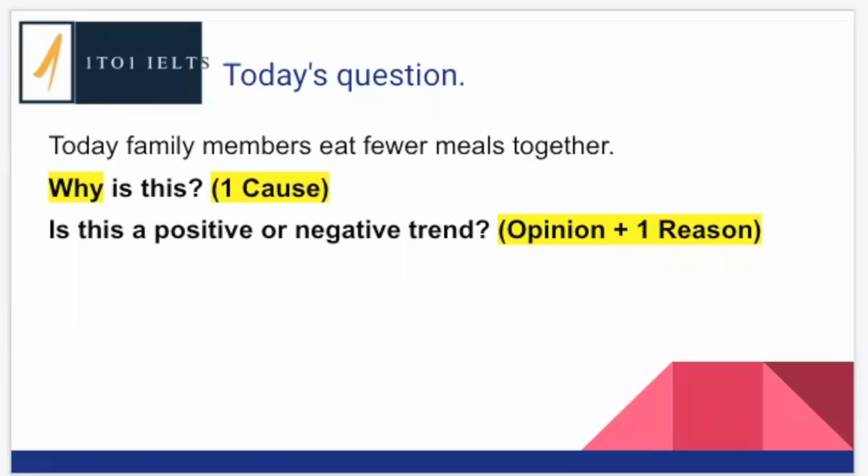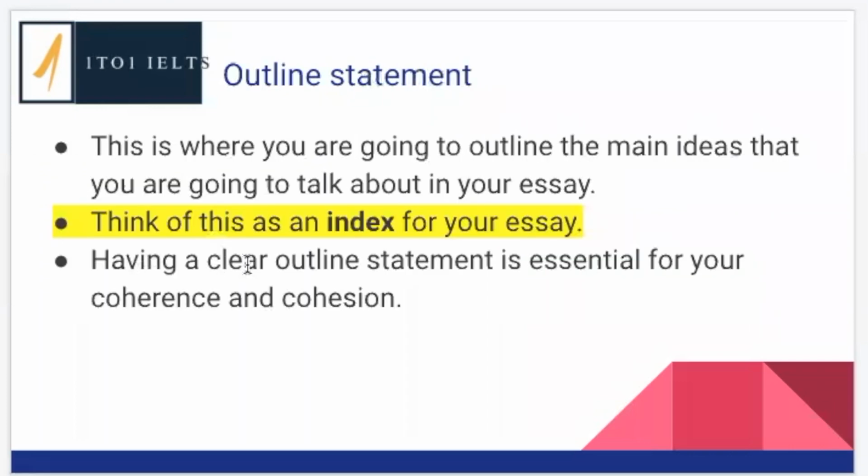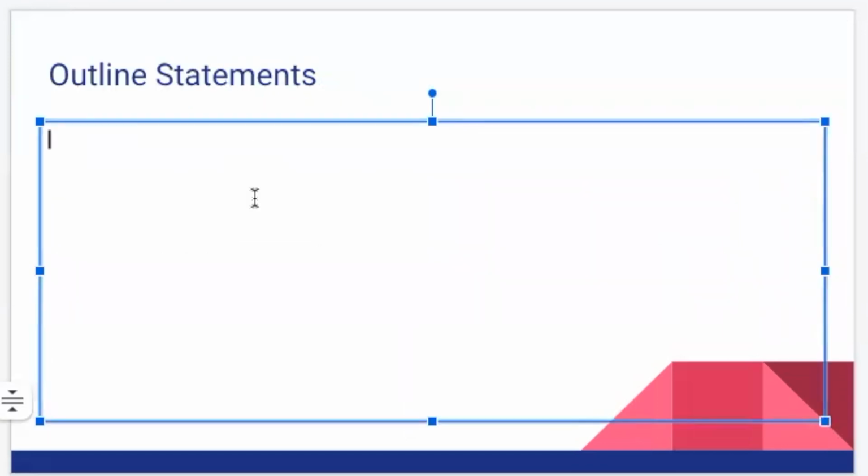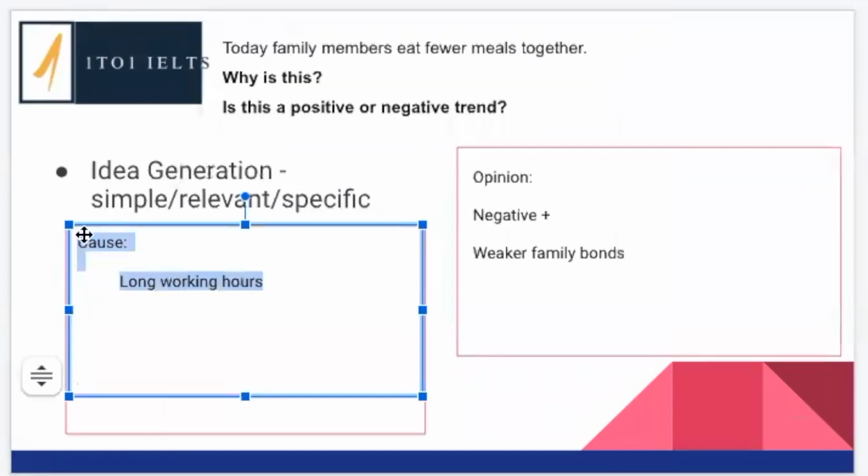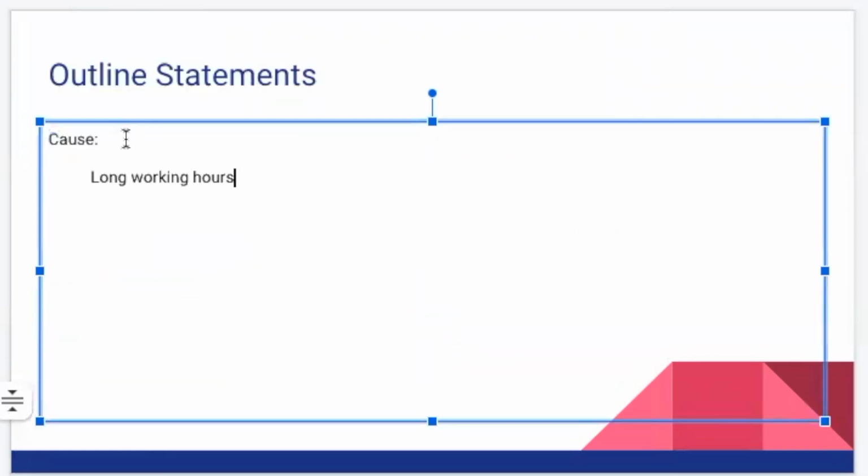So we need to outline our ideas. It is important for your coherence and cohesion score to have a clear outline statement. So the first thing we need to talk about is part one of the question. Part one was a cause. How can we outline this idea? Remember, we're talking about family members eating fewer meals together. So just this part to start with. We'll look at the second part in a second.